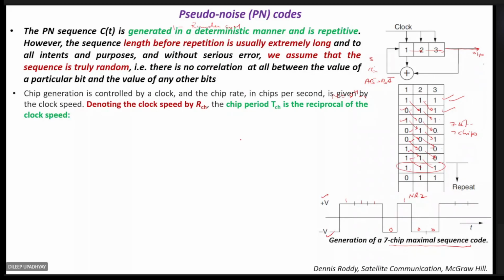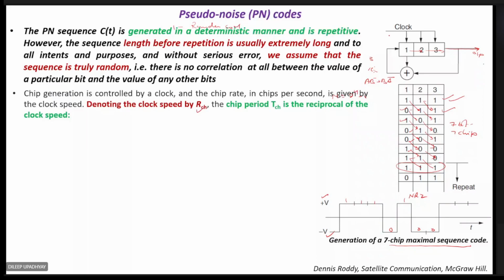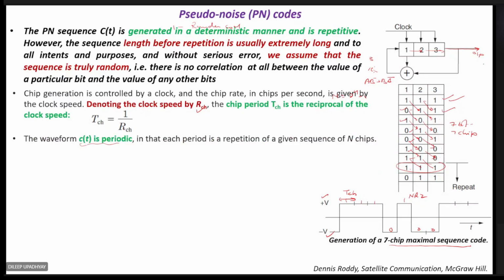And looking at some mathematical explanations, if the clock speed is given by RCH, then at each clock, since we get the output, definitely this is the chip duration TCH. TCH is determined on the basis of clock speed, and that is inversely proportional, 1 upon RCH. If CT is periodic, CT is nothing but the pseudonoise random code. Earlier I used GT, but you can consider it as CT. It is just a difference in the representation.